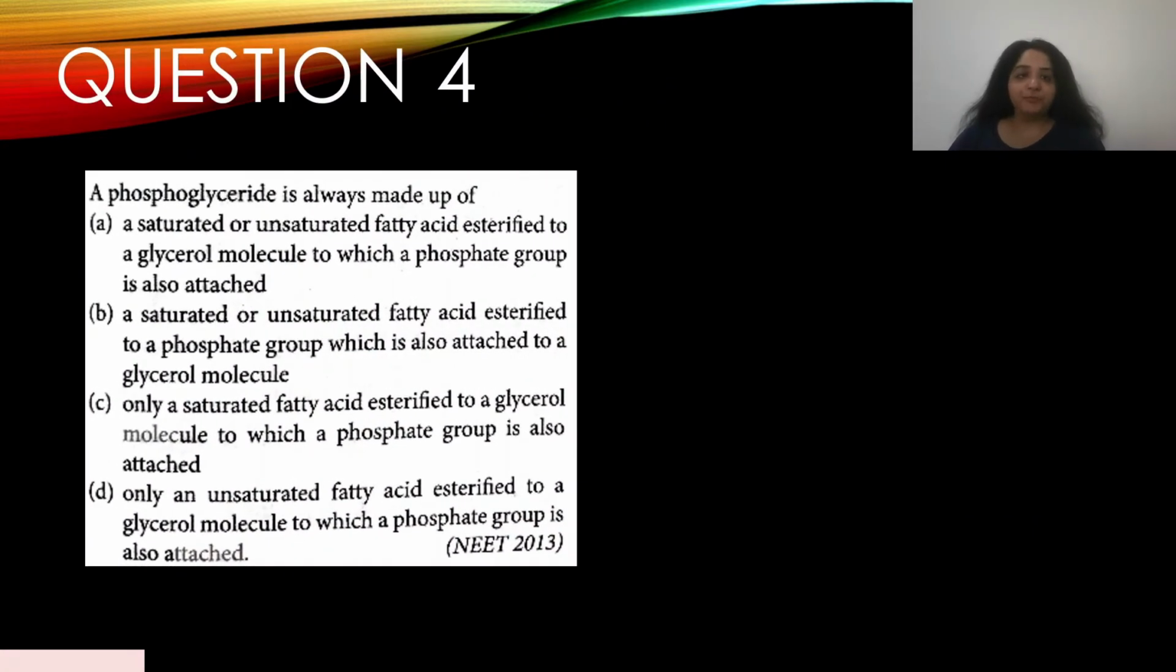Question number 4. A phosphoglyceride is always made up of, and this appeared in NEET 2013. A saturated or unsaturated fatty acid esterified to a glycerol molecule to which a phosphate group is also attached.